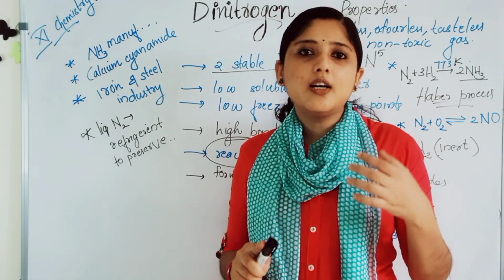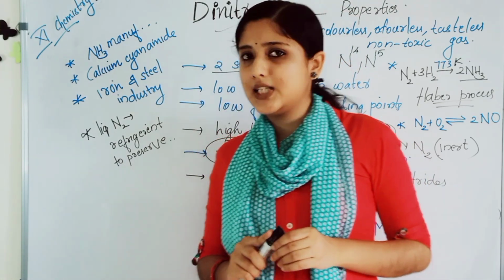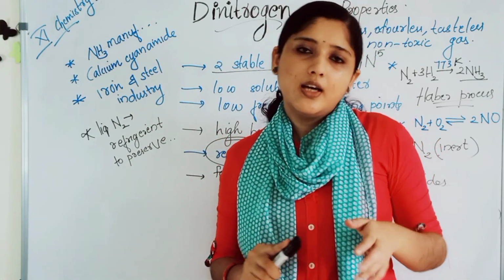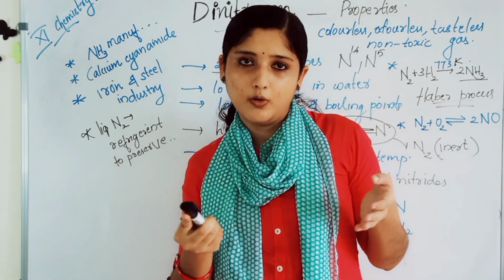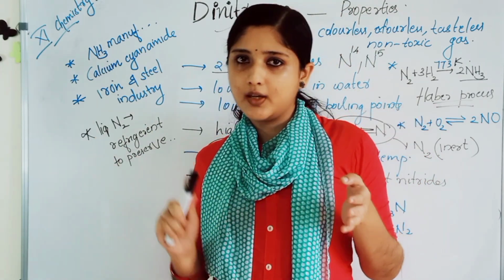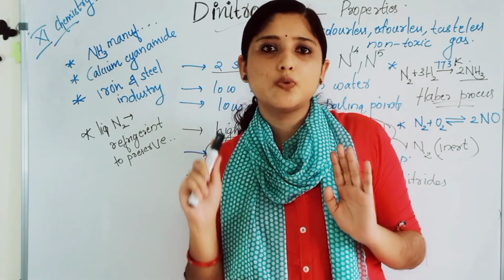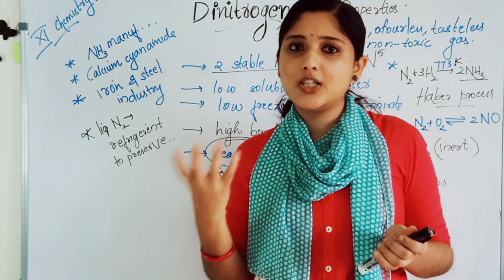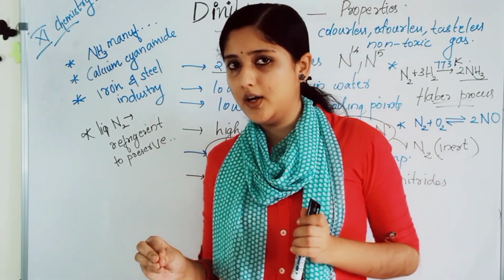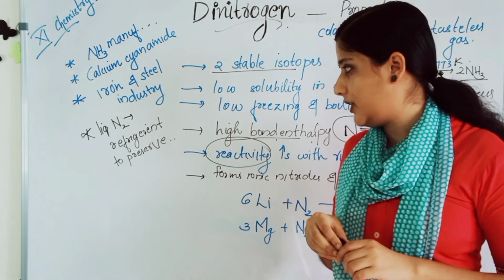Next, due to the inert nature of dinitrogen, it is also used in the steel industry and iron industry. There, manufacturing requires an inert atmosphere. In laboratories also, dinitrogen is used because inert conditions are required. So we use dinitrogen in the iron and steel industry.